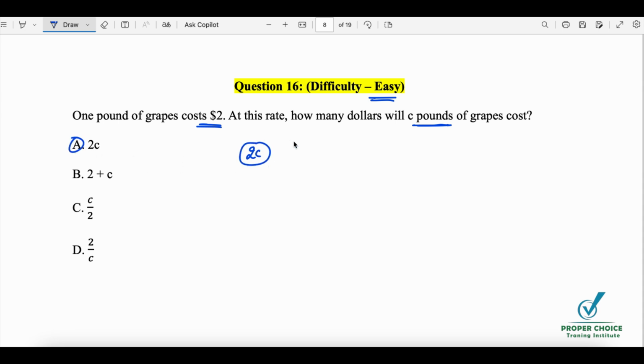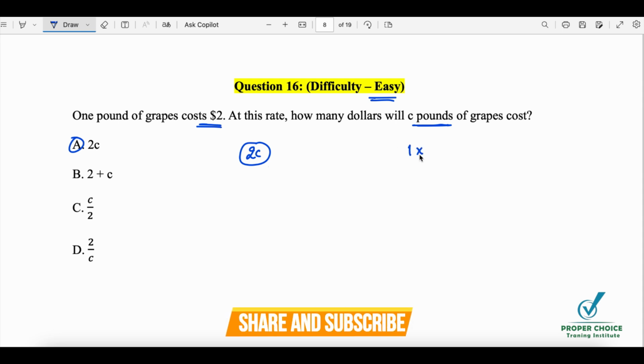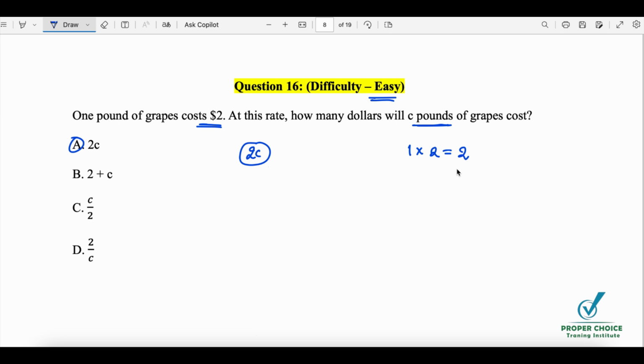Why I'm saying so? For 1 pound, you're gonna pay $2. 1 pound is gonna be 1 times 2, which is gonna be $2. If you are buying 2 pounds, 2 times 2 is gonna be $4. Likewise, if you are purchasing C number of pounds, multiplied by 2, that is the total cost. Okay, so that makes sense with option A.